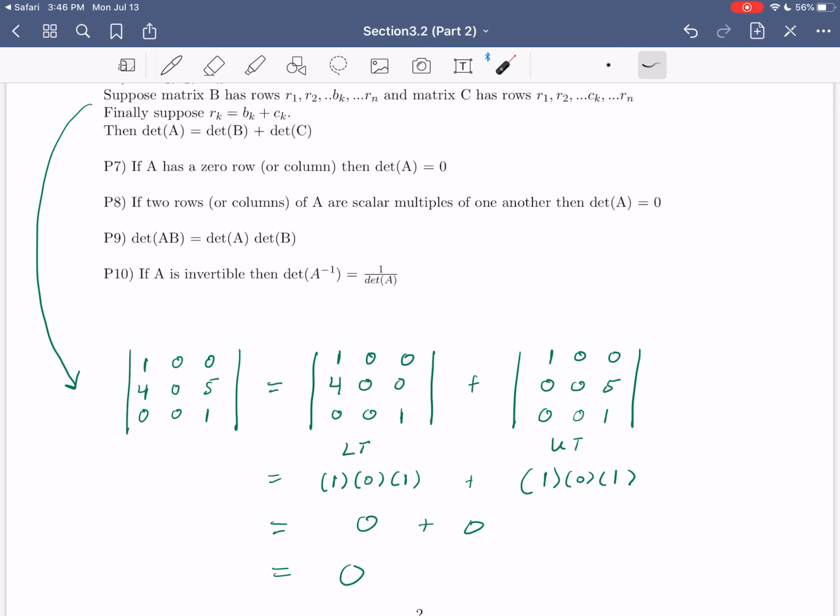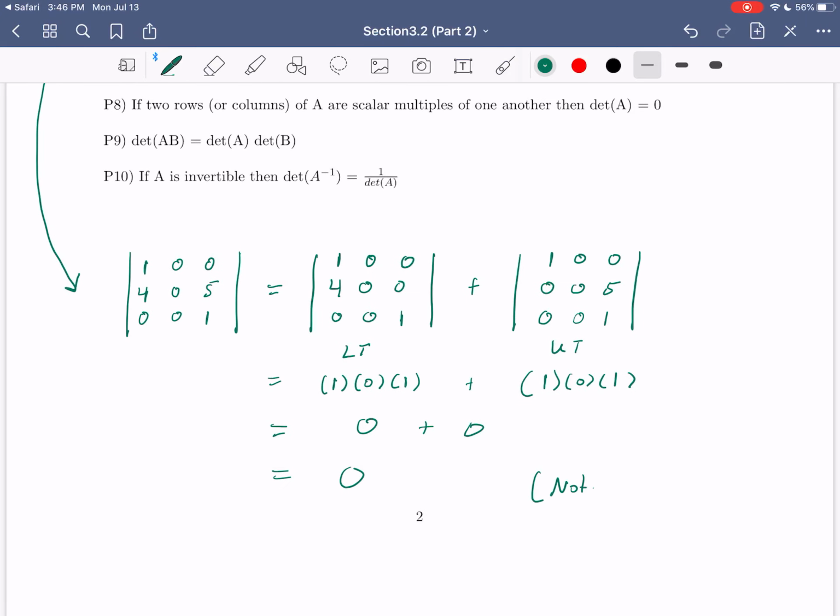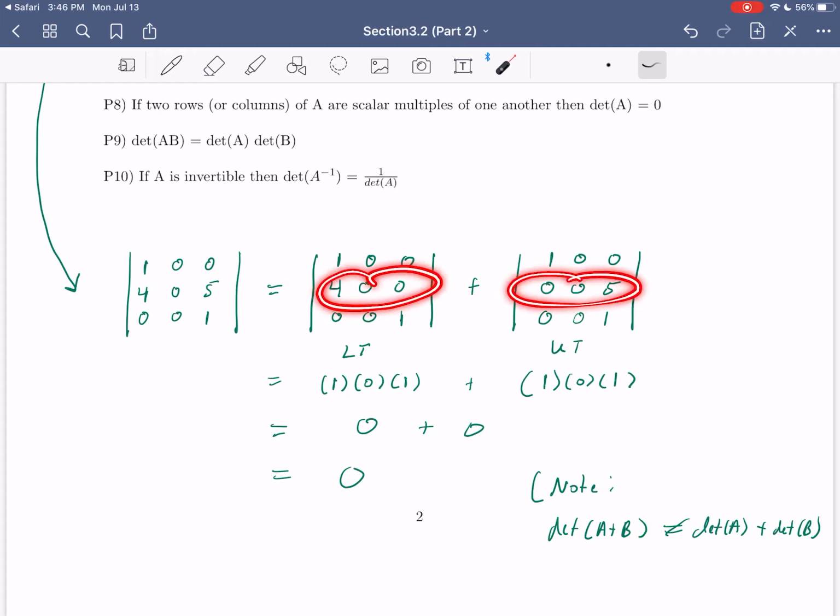In general, though, you should just keep in mind, as a note here, the determinant of A plus B does not, in general, equal the determinant of A plus the determinant of B. So in general, you do not get to distribute determinants over matrix addition. You get to distribute them over this weird addition of a single row at a time.